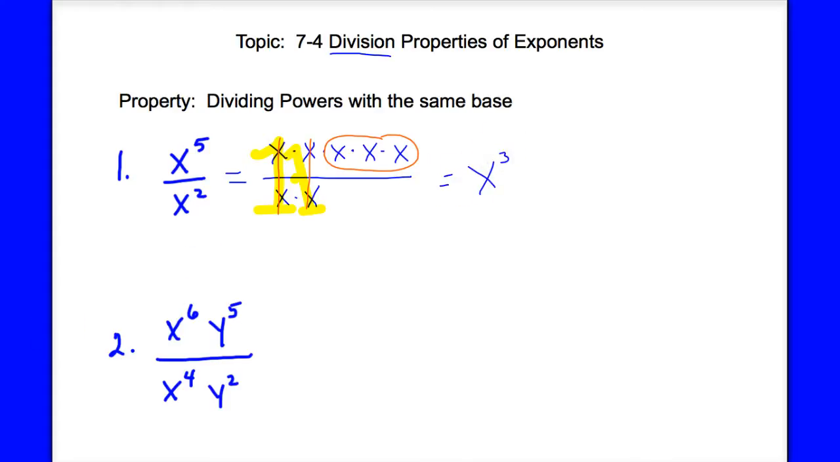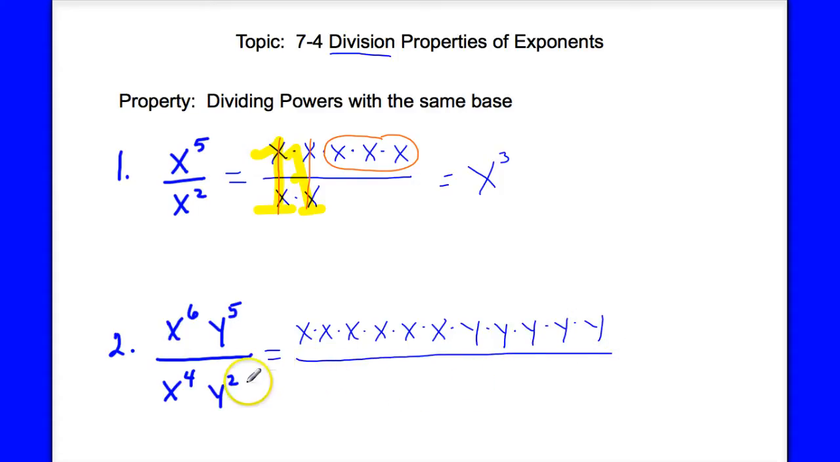And you might already see the shortcut rule, and we're going to get to that in a moment, but just for the sake of understanding, let's do the same thing to number 2. In the numerator I have x multiplied 6 times, so let's expand that out. And that's multiplied by 5 y's, or y times y 5 times. And then in the denominator I have x to the fourth, and then I have y to the power of 2. I'm going to jump over here so it can be under the y's, so it's going to be easier for me to cross them off in the next part right here.